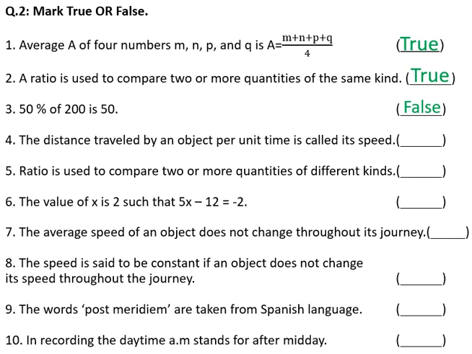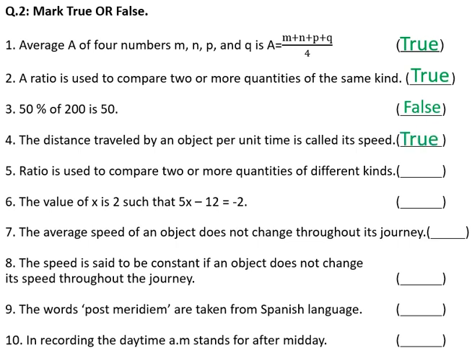Number 4: the distance traveled by an object per unit time is called its speed. Students, you know what the formula of speed is? Distance divided by time is called speed, and also the definition of speed is the distance traveled by an object per unit time. So this option is also true.